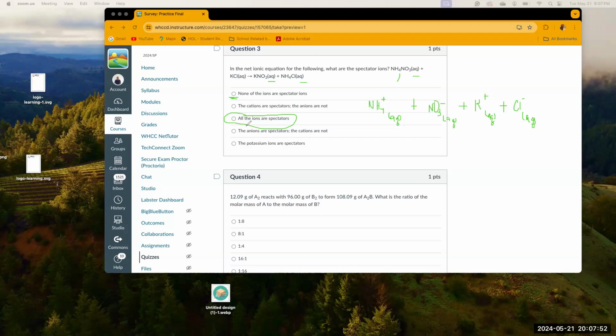Does that make sense? So it requires a change of form. That's right. Yeah. For it to be a real reaction.